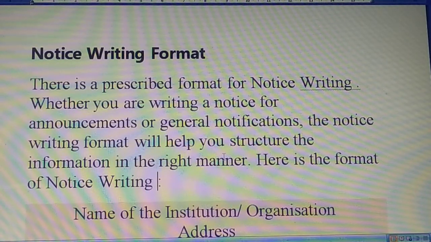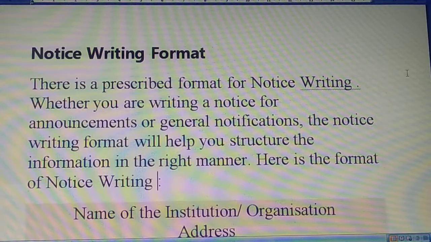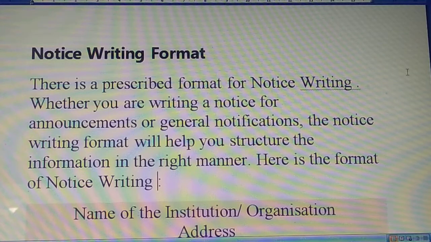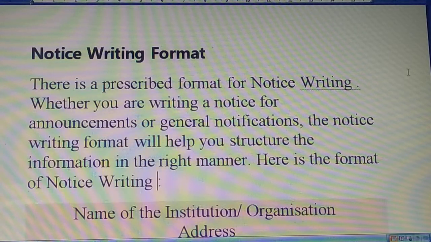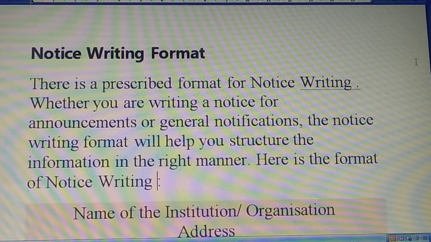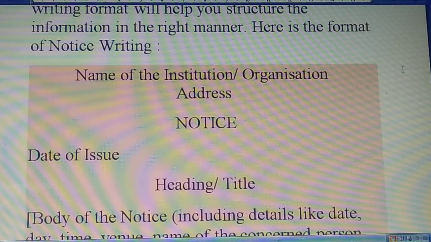Notice writing format. There's a prescribed format for notice writing, whether you're writing a notice for announcements or journal notifications. The notice writing format will help you structure the information in the right manner. Here is the format of notice writing. Have a look at this. And of course, you have to put the notice in the box.